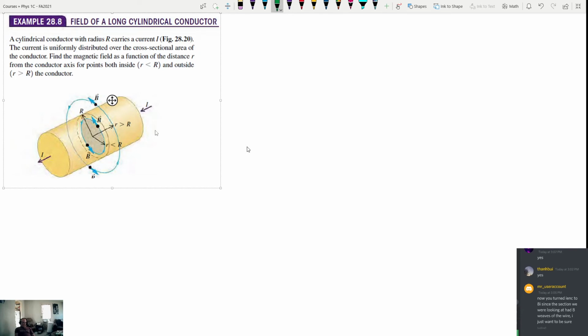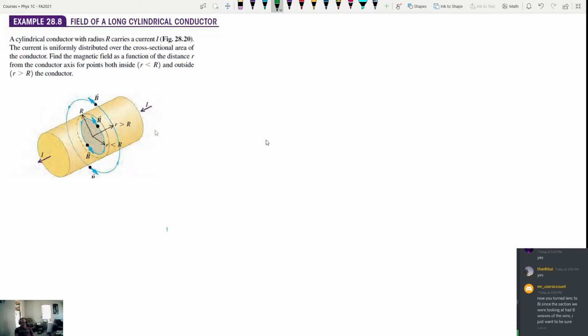Okay. The next thing we want to do is to look at the field of a long cylindrical conductor. We've already found the magnetic field of a long cylindrical conductor, like a long wire, outside of the wire. We'd now like to find the magnetic fields on the inside of the wire. Okay? So again, we're going to use Ampere's law to do this.